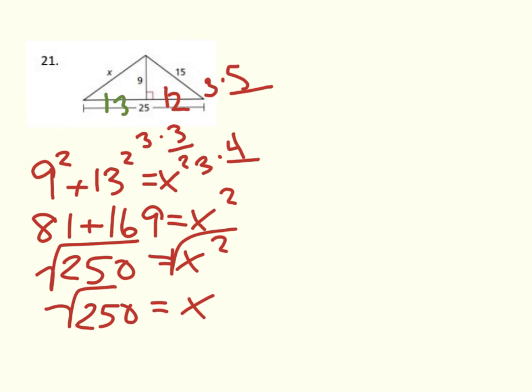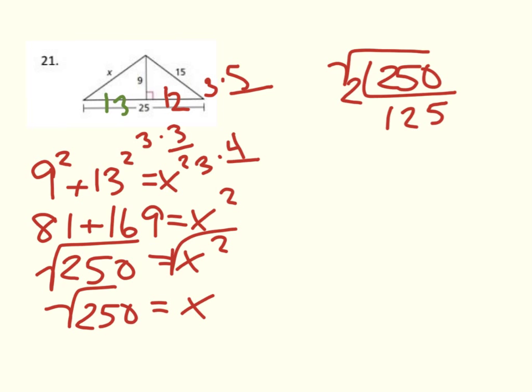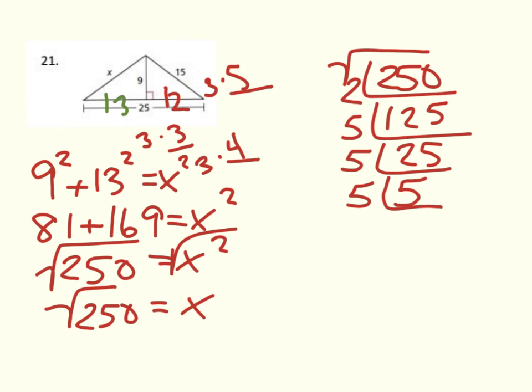However, we do still need to simplify it. So I'm going to come up over here. We have the square root of 250. I can divide by 2 because it is an even number, and I get 125. It's not even anymore, so I can't divide by 2. So 3 would be my next number. However, through my divisibility rules, 3 does not go into 125. My next number is 5. 5 goes into 125 25 times. That can go in there another 5. I get 5 left over. I can go in another 5, and there's my 1, and I'm done.